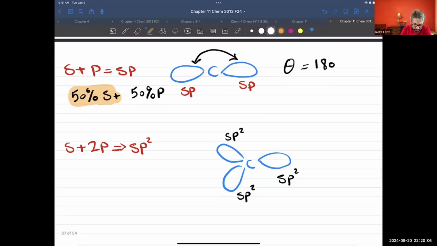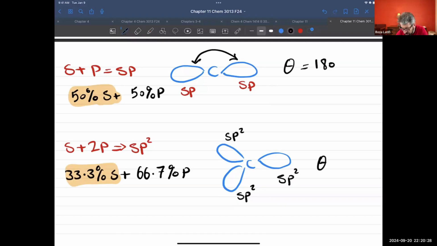Next we are mixing s plus 2p, so we have 33% from s plus 66.7% p character. So now this one went down to 33. How about the bond angle? The bond angle this time is going to be 120, and this is the bond angle I'm talking about. So if you go down from 50 to 33, the bond angle from 180 will go down to 120.